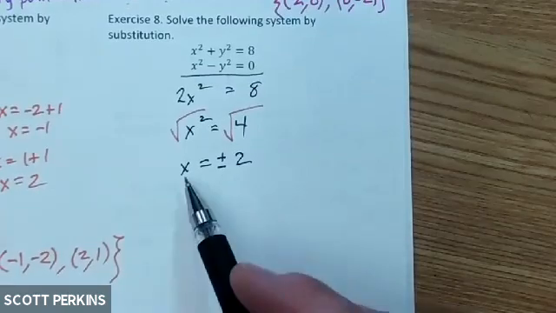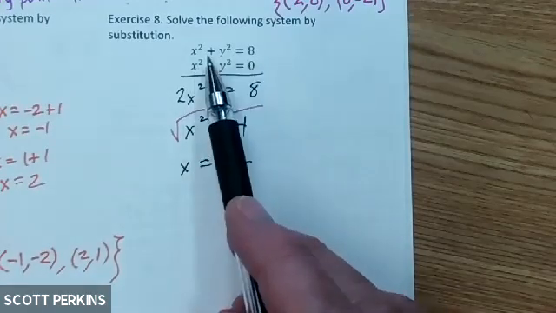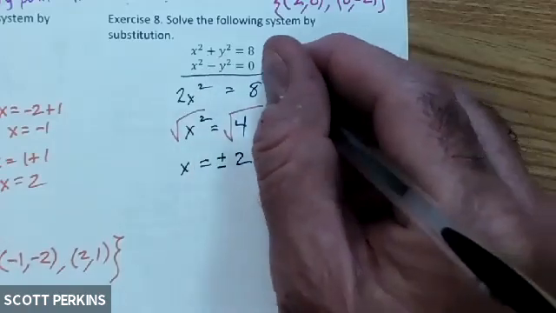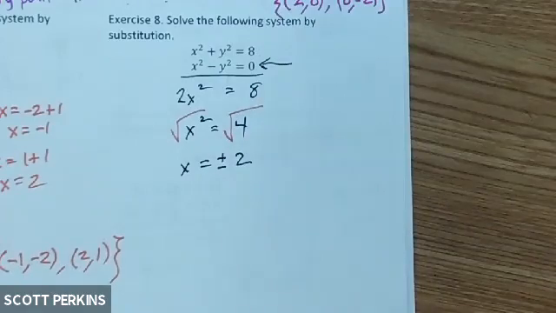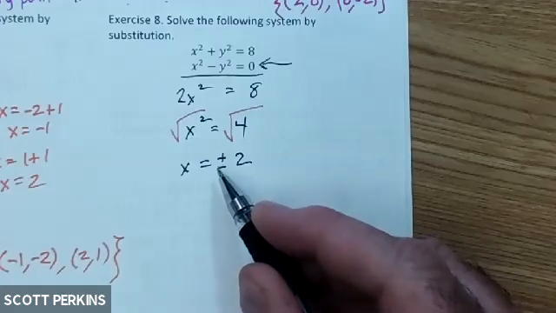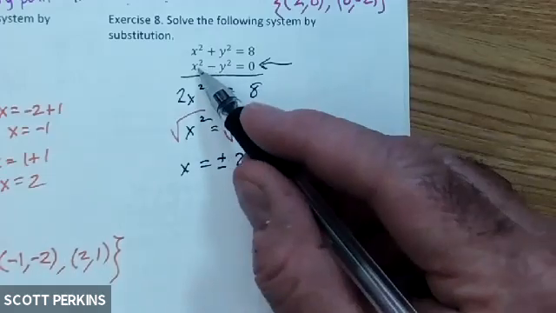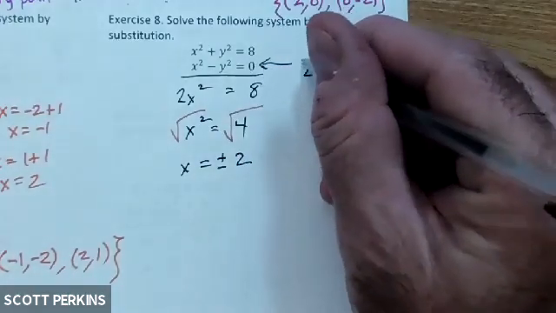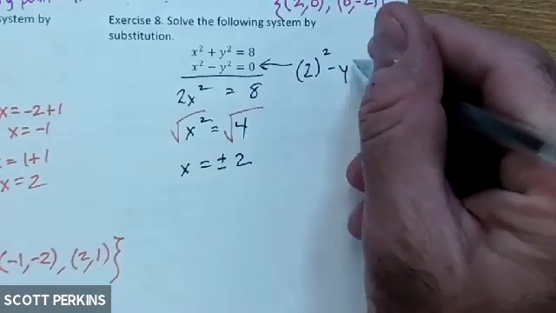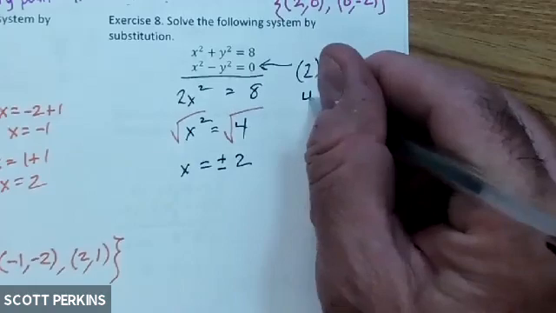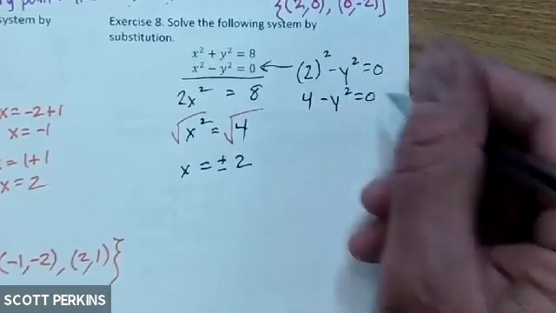So now I'm going to take each of these values and I'm going to go back up. I'm going to pick one of these problems. Now I do have a reason for this one. I'm going to pick this one right here just because it's equal to 0. It's a little bit easier to work with than the other one. So I'm going to first take the x is positive 2 and I'm going to plug it in. So when I take the x is positive 2, I've got positive 2 squared minus y squared equals 0. So that's 4 minus y squared equals 0.